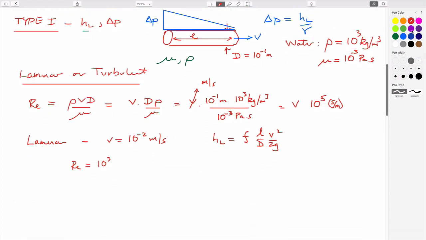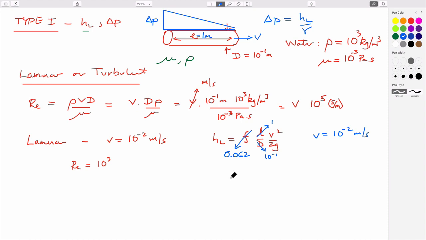So this is equal to 0.062, and we know if length is equal to 1 meter, we know this is 1 meter, we know this is 10 to the minus 1. We know the velocity is equal to 10 to the minus 2. And we have everything we need to calculate the head loss. And we could figure out what that magnitude is. So that's one way to do it.